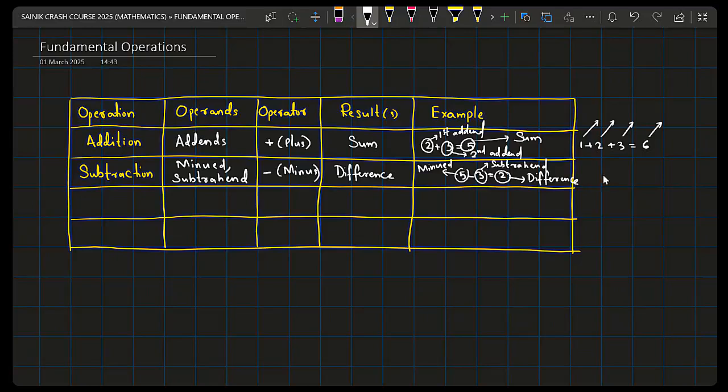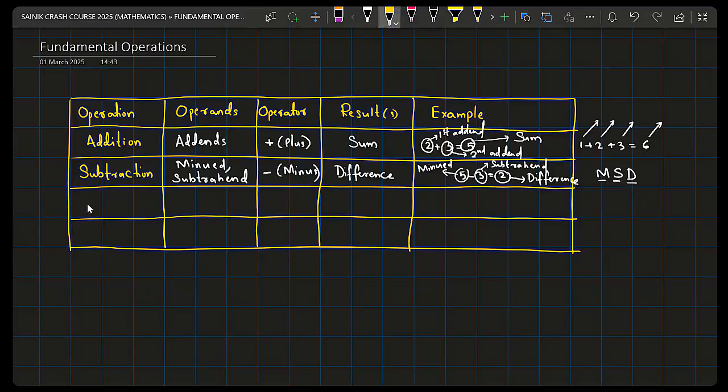There is a famous cricketer, Mahendra Singh Dhoni. I remember it like this, MSD, to remember the order: minuend, subtrahend, and difference. So you can use a mnemonic like this: MSD, Mahendra Singh Dhoni, or you can remember minuend, subtrahend, difference. You will not forget the order.